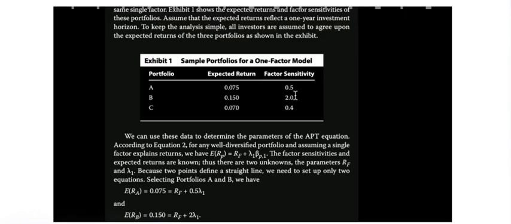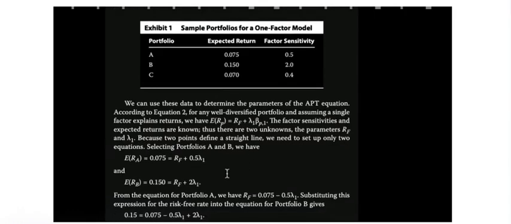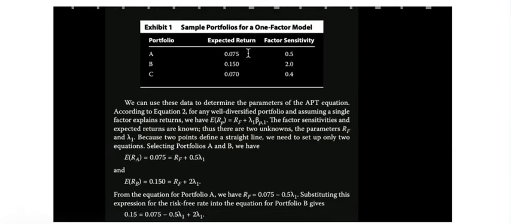And if we have two unknowns and we can create two equations, we can always solve for it, right? High school math there. Because it takes 2 points to find a straight line, we need to set up only two equations. Selecting portfolios A and B, the expected return on A, which is 7.5%, is equal to RF plus 0.5 times the factor return. Our factor sensitivity is 0.5. And for the expected return on B, we just do the same thing. We expect 15%, and it'll come from the risk-free rate plus 2 times whatever the return for the factor is.